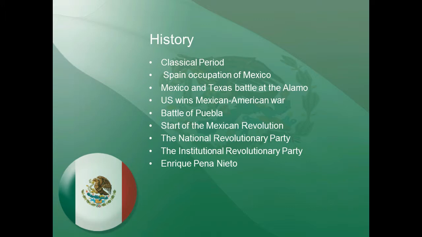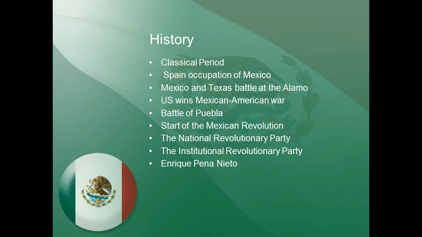In 1848, the U.S. won a war and gained Mexico territory, which includes what is now Nevada, Utah, parts of Arizona, New Mexico, Wyoming, and Colorado. In 1862, there was the Battle of Puebla. This is the holiday that Cinco de Mayo honors. It is for the National Army defeat of French invaders.